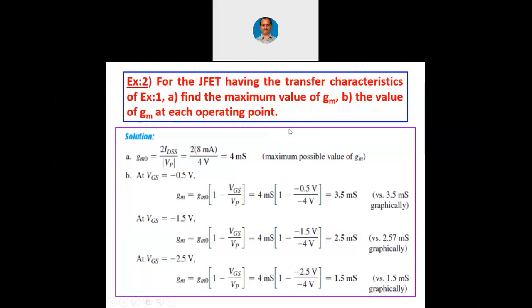Okay, this is how we can find out the maximum value of transconductance, that is 2 IDSS by Vp. We denote it with the symbol GM0, and we can simply substitute GM equals GM0 into 1 minus VGS by Vp. That is one way, or else you can always remember the formula for GM0 is 2 IDSS by Vp. So you can always remember GM equals 2 IDSS by Vp into 1 minus VGS by Vp. That is going to be the standard formula for transconductance.